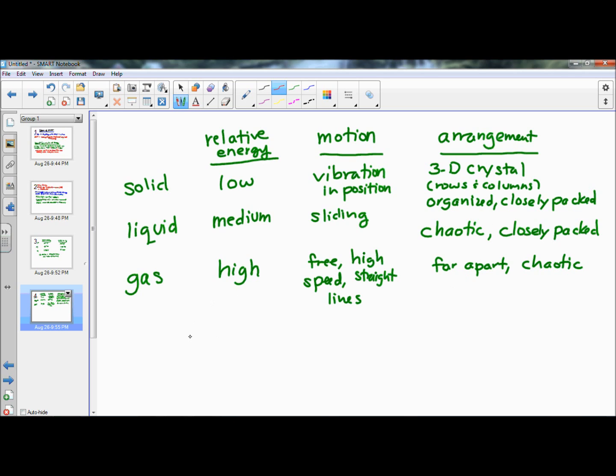So if we take a cube of ice, the particles in the cube of ice, as the ice melts, are going from this type of movement to this type of movement. So this is why the ice keeps its shape. Here, okay, there's no fixed organization anymore. They're sliding and moving.